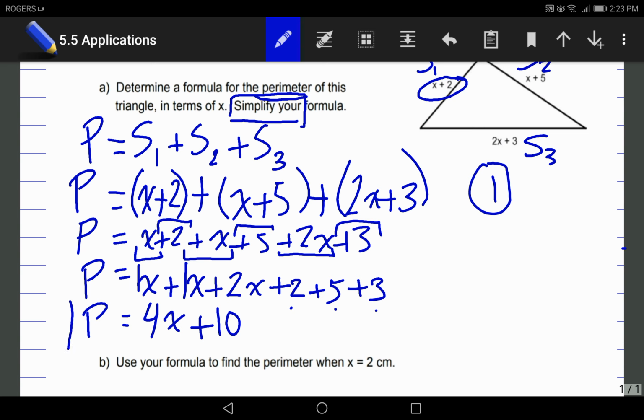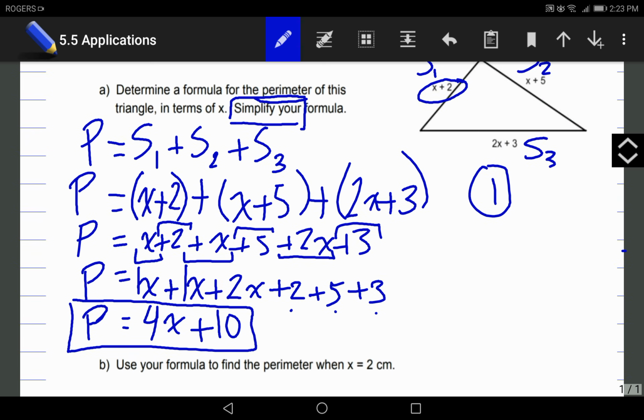Can we go any further than this in simplifying it? The answer is no. There are no longer any like terms. I have now found a simplified formula for the perimeter. So instead of using x plus 2 plus x plus 5 plus 2x plus 3, I created an equivalent simplified version of that, where it's just 4x plus 10. So that's a simplified version.